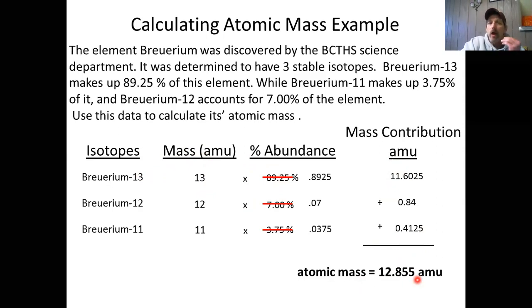So some things count towards more. Go back to the analogy, right? The pink should count for more because there are more pink. In this case, the 13 should count for more because 89% of the atoms have that mass of 13.